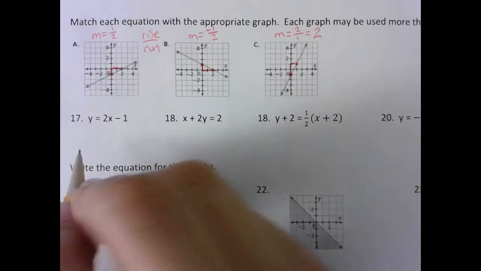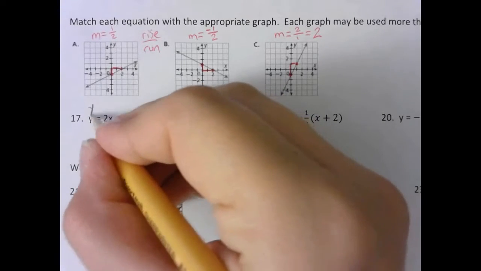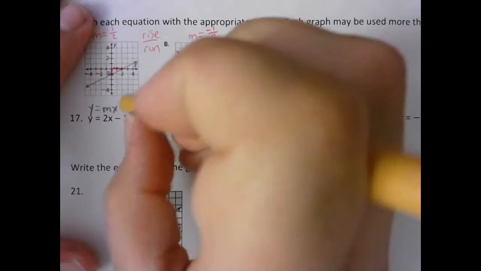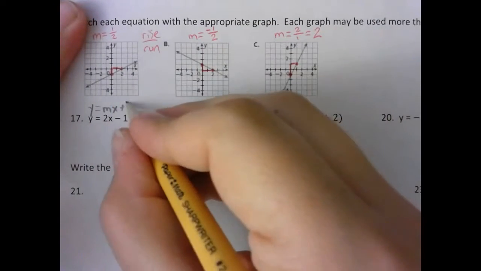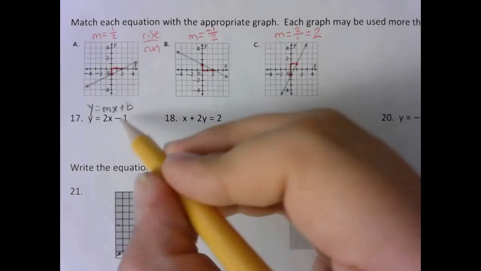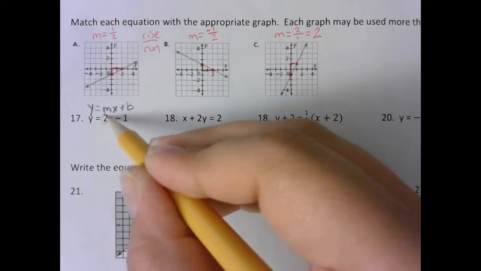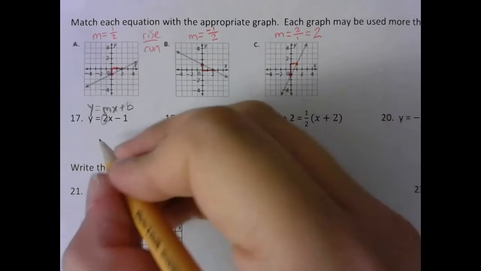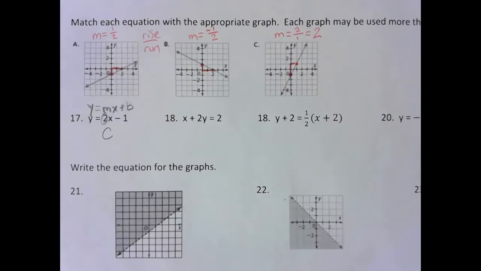So this one looks like it's in slope-intercept form. So we get y equals mx plus b. Helps if I know what I'm writing, y'all. Okay. Y equals mx plus b. So m is our slope. We have a slope of 2. So which graph has a slope of 2? C is the only one with a slope of 2. So C matches that graph.